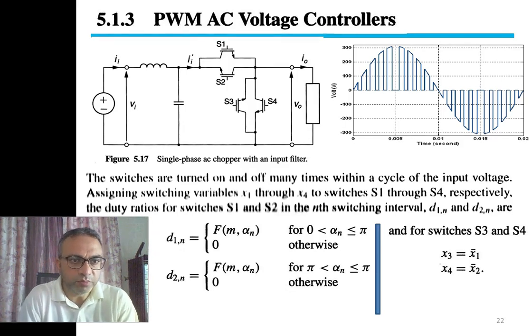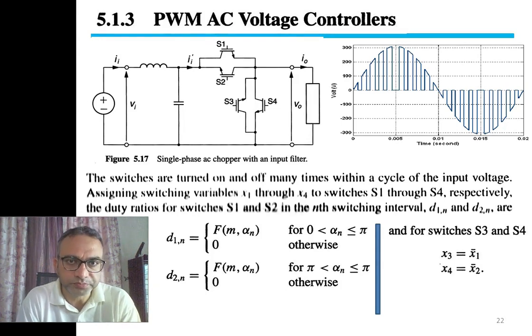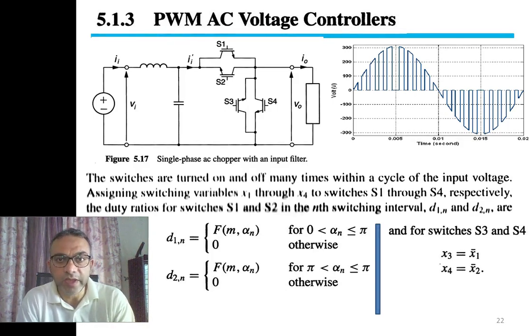When the same input voltage is now in the negative half, at this time we turn on S2. In the negative half, we turn on S2 and we keep S1, S3, S4 open. As a result, the negative input voltage is now available across the output. And when we want to make the output voltage equal to zero, then we turn on S3 and S4.